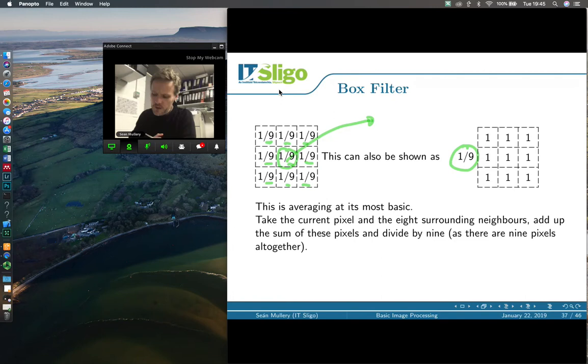So this is averaging at its most basic. You take the current pixel and the 8 surrounding neighbours. So these are each of their neighbours that it can have. Okay. And you add up the sum of these pixels and divide by 9, as there are 9 pixels altogether. So that's the simple box filter. And that will do a blurring. Not a great one, but it'll do a blurring.